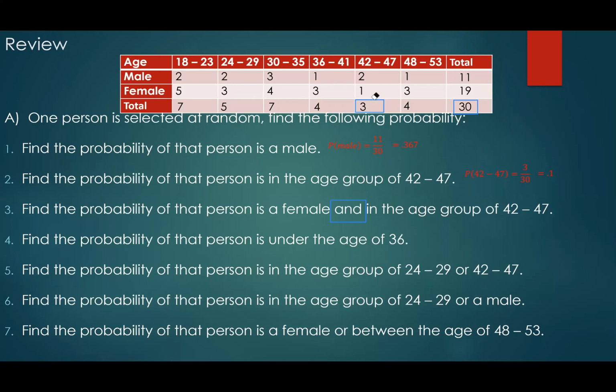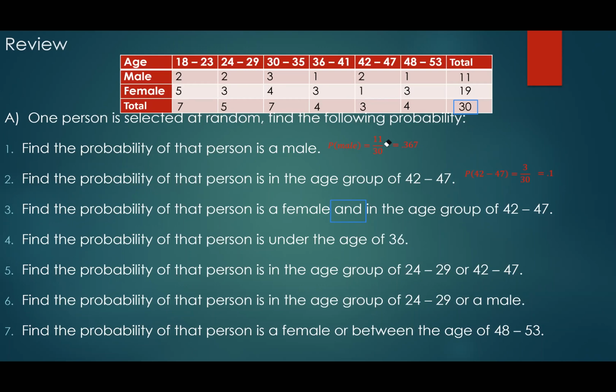This word "and", reminder, how many people are we selecting? We select only one person, right? Because we select one person, what you need to know is that this word "and" is in the sense of "and also", meaning, again, I'm selecting one person. What's the probability that this person is a female, and also this female is in the age group of 42 through 47. So this word "and" here is not "and then".